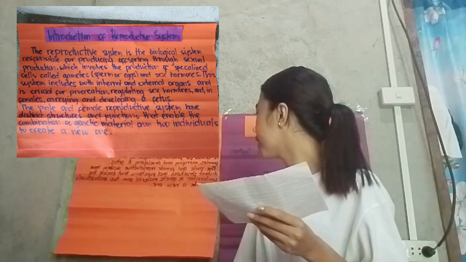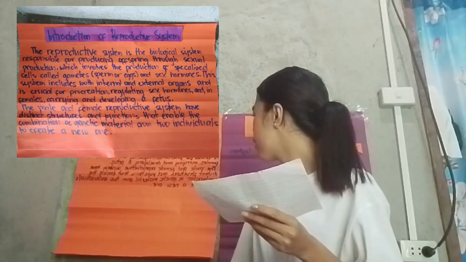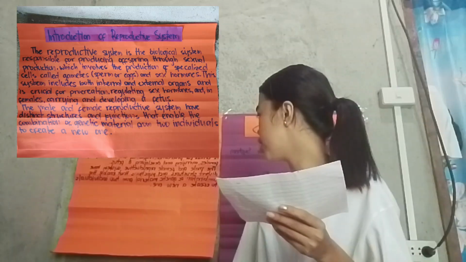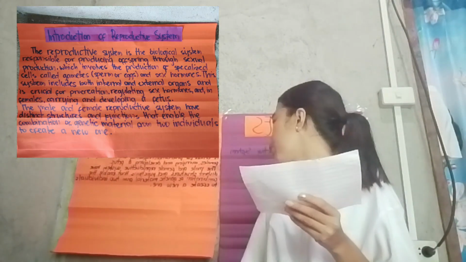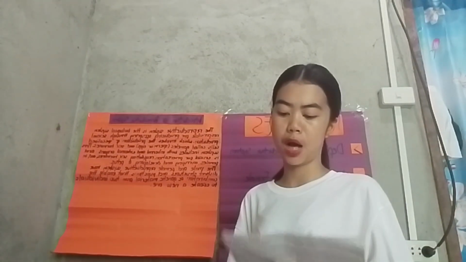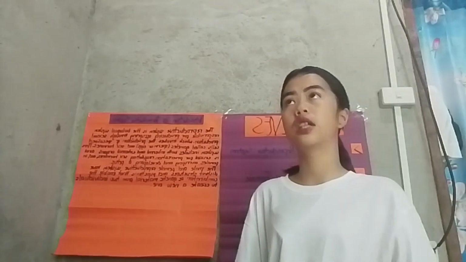The female and male reproductive system have distinct structure and function that enable the combination of genetic material from two individuals to create a new one. Sa ganitong paraan daw is nagkakaroon ng paglikha ng bagong buhay kapag nagtutulungan ang dalawang individual, sa pamamagitan ng sperm ng lalaki at itlog ng babae, sperm na mapapasok sa katawan ng babae at lilikha ng bagong buhay.